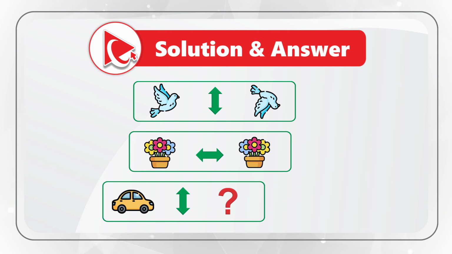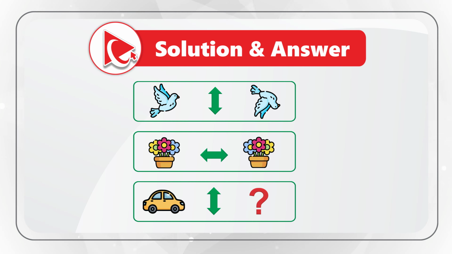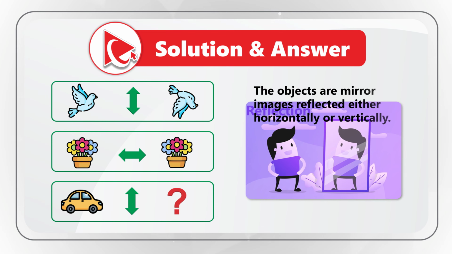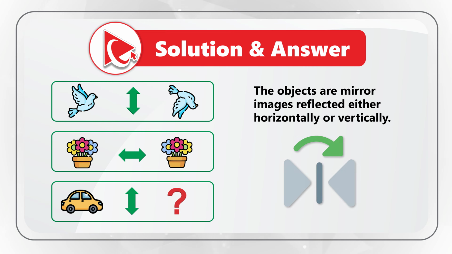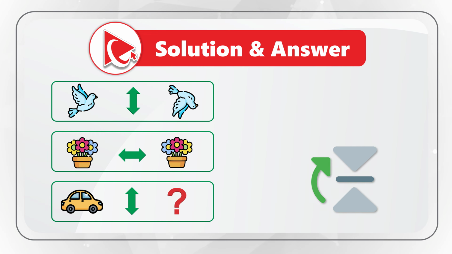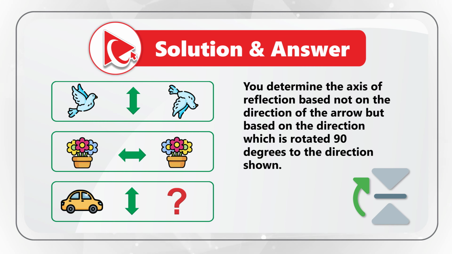The actual answer to the question is very simple, but the question was designed to confuse you. The objects that you see on the left of the arrow and on the right of the arrow are reflections of each other. What's interesting here is that the objects are mirror images reflected either horizontally or vertically. You determine the axis of reflection based not on the direction of the arrow, but on the direction which is rotated 90 degrees to the direction actually shown.